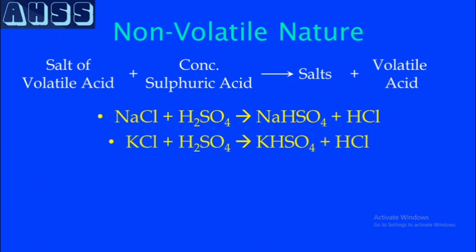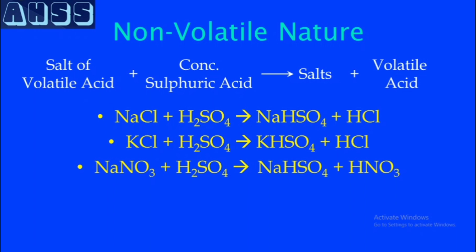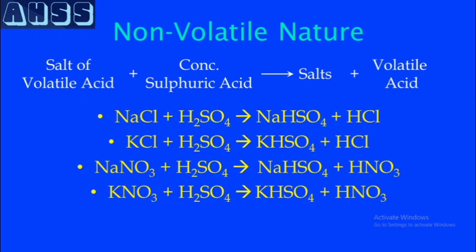Similarly, potassium chloride is a salt of HCl, so it gives potassium bisulfate plus HCl. Sodium nitrate: all the nitrate salts are considered to be salts of nitric acid. When sodium nitrate reacts with sulfuric acid, it gives sodium bisulfate and nitric acid, which is a volatile acid. Similarly, potassium nitrate, a salt of nitric acid, reacts with concentrated sulfuric acid to give potassium bisulfate and nitric acid.